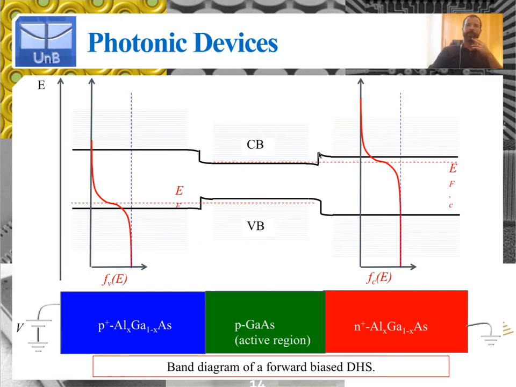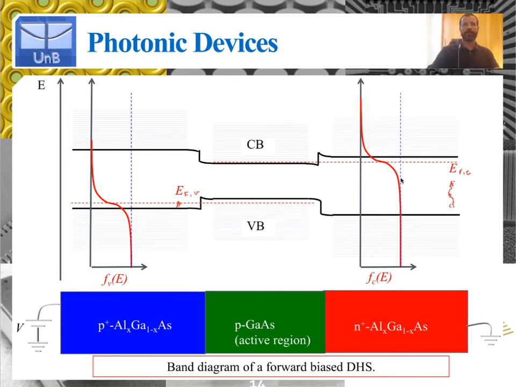And the same thing will happen in the conduction band. So the quasi-Fermi level in the active region associated with the conduction band will be aligned with the Fermi level in the n-type material. Fc should be here, and Fv should be right here. Okay, so you have two Fermi functions.